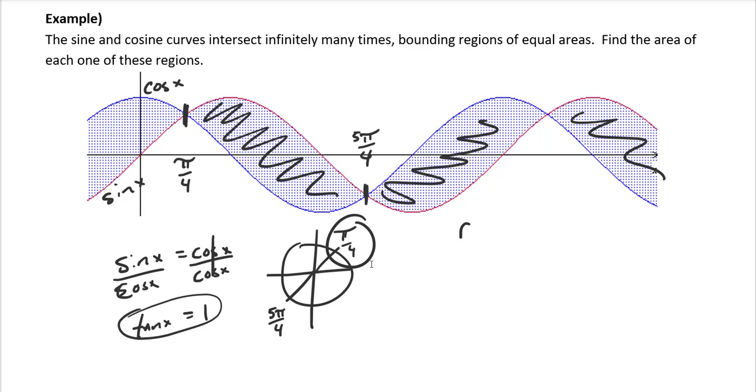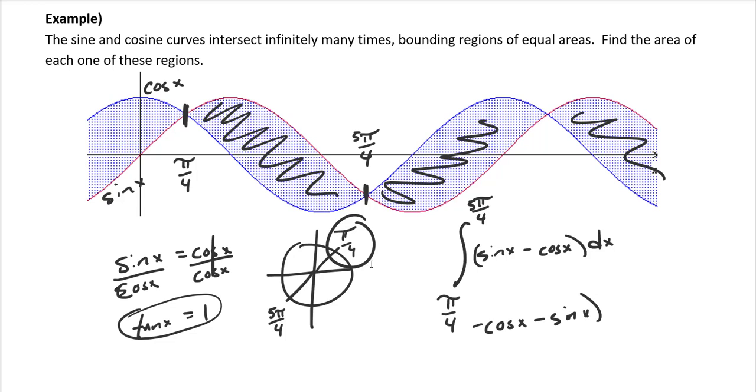So I'm going to integrate now from pi over 4 to 5 pi over 4. And the top function in this case is sine, right? So sine of x minus cosine of x, and all of this is dx. Okay, cool. I'm going to integrate now because it makes it nice. So the integration of sine x is just negative cosine, minus the integration of cosine, which is just sine. And then all of this is being evaluated from pi over 4 to 5 pi over 4.